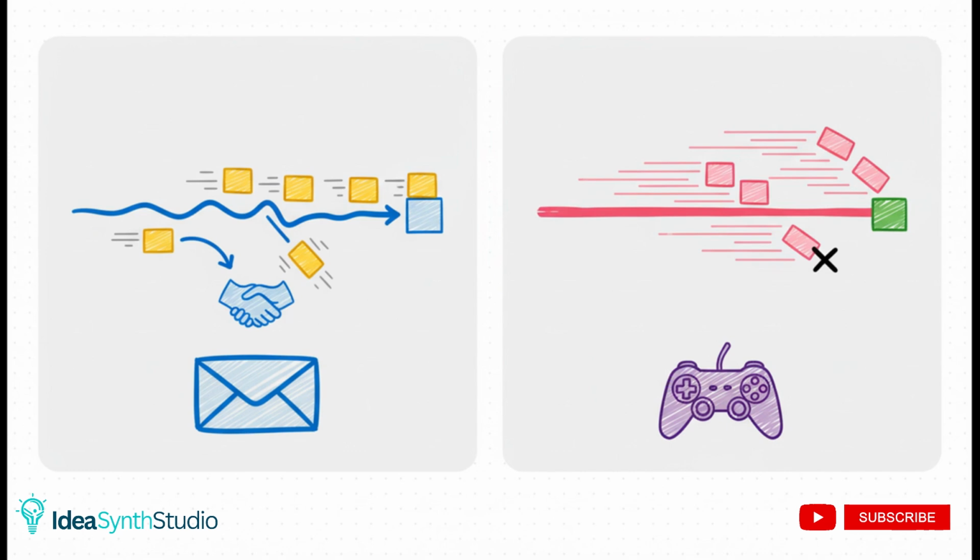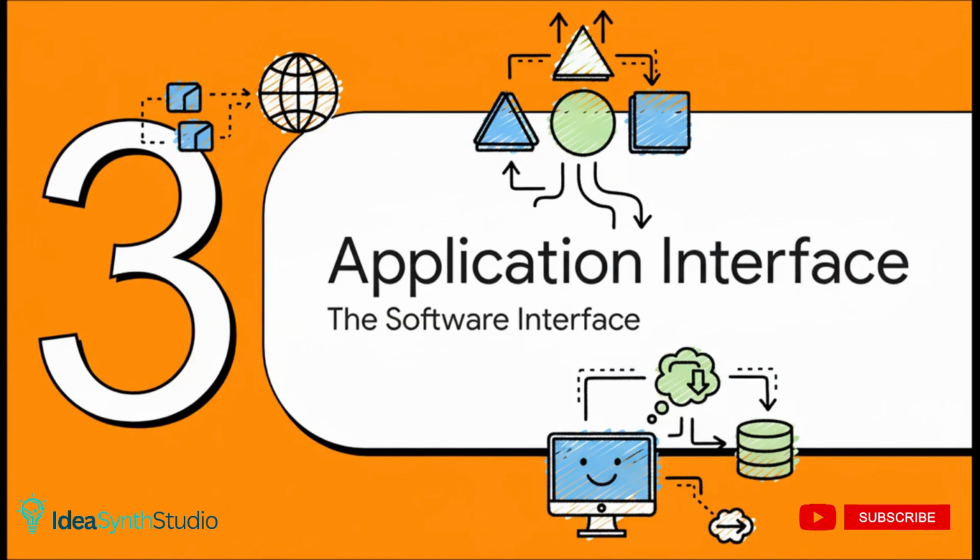But on the other side, you've got UDP. And UDP is all about speed. It just blasts the data out there without all the checking. It's perfect for things like video calls or online gaming, where a single lost packet is way less noticeable than a stuttering, laggy connection.